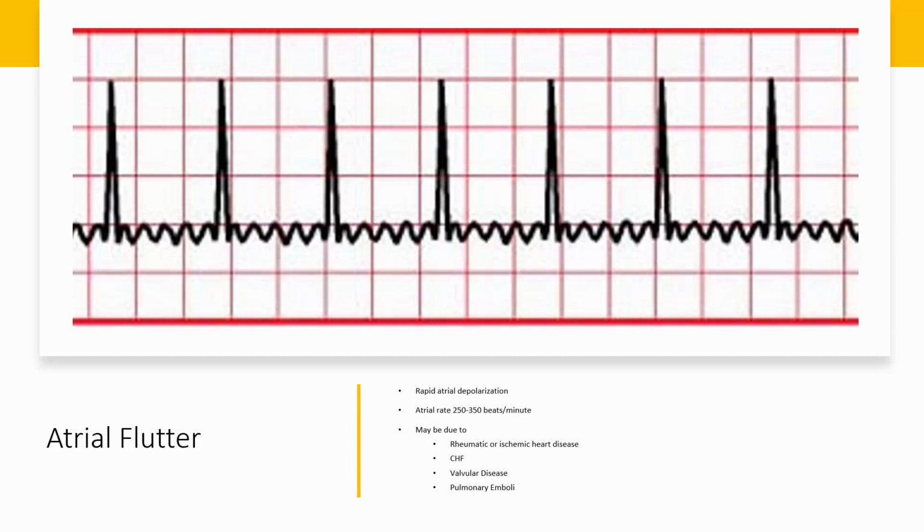Some things I always like to talk about with a flutter. Remember in a flutter, the AV node blocks the number of impulses that actually reach the ventricles, and that's a protective mechanism. Because if you have an atrial rate of, let's say, 250, and all of those impulses went to the ventricles, then your ventricular rate would be 250 beats per minute. A person cannot maintain that. So it's a protective mechanism that's going on here.